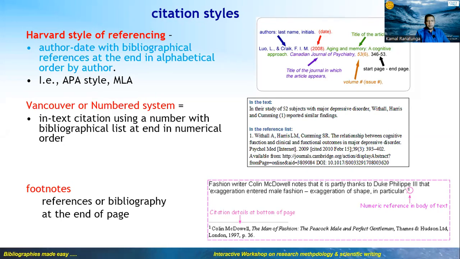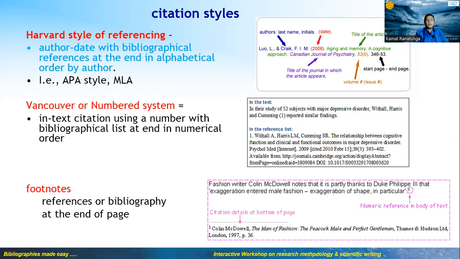Now, how come there are only three types? Why do we have so many different versions? That is actually the confusing thing for all of us. Because different institutes, different journals, different people use different versions of these three, right?